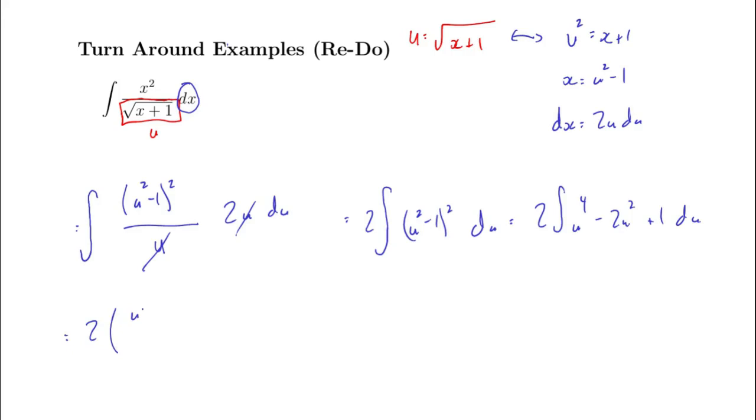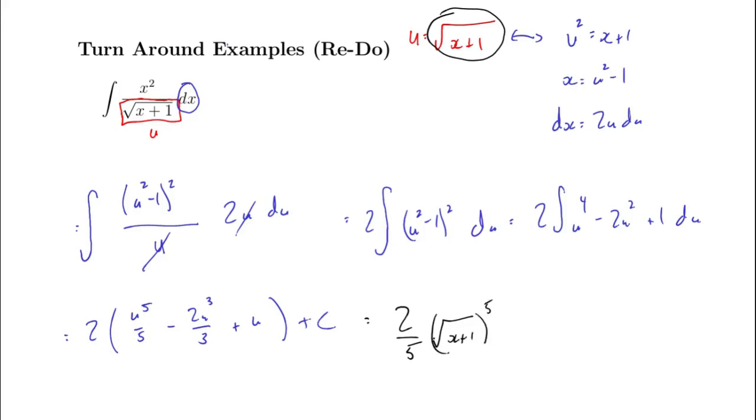That's going to be 2 times u to the 5th over 5 minus 2u cubed over 3 plus u plus c. And now I'll do my substitution. I'm going to put that square root back in place of u, and I'm going to have 2 times, maybe I'll say 2 fifths, I'll multiply all my 2s in here. This is 2 fifths times u to the 5th, so that's the square root of x plus 1 raised to the 5th. Notice that's really an exponent of 5 halves. Minus 4 thirds, again multiplying the 2 in here, square root of x plus 1 cubed, that's really an exponent of 3 halves, plus 2 square root x plus 1 plus c.